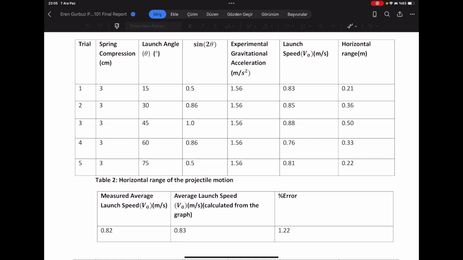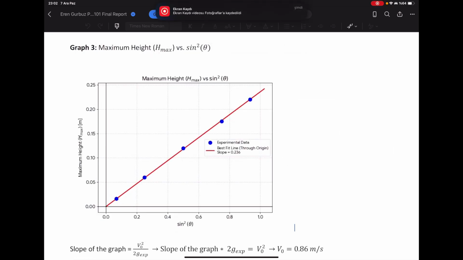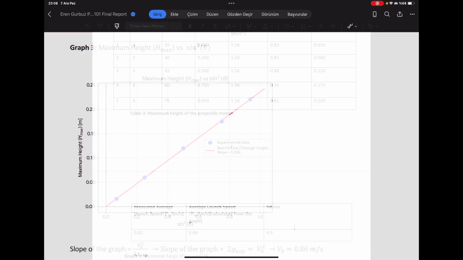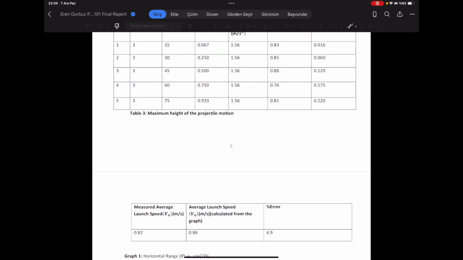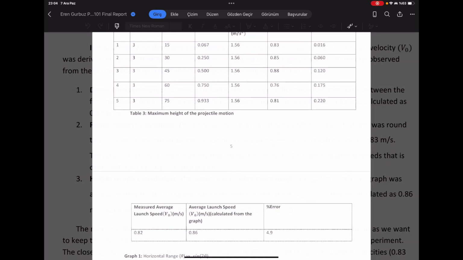This will cause a percentage error of 1.22%. Similarly, from the slope of graph 3, we can find the initial velocity of our projectile motion as 0.86 meters per second. Yet, we have found from table 3 that the measured average launch speed for our projectile motion is 0.82 meters per second. Again, this will cause a percentage error of 4.9%.